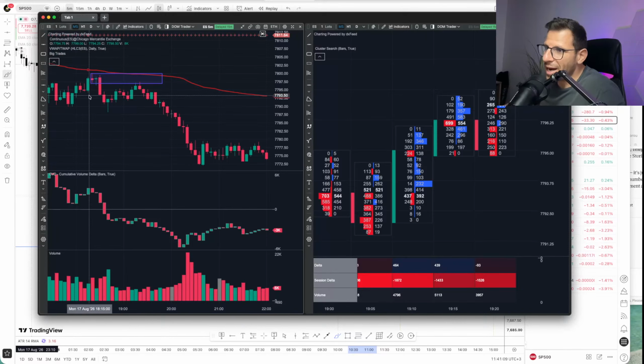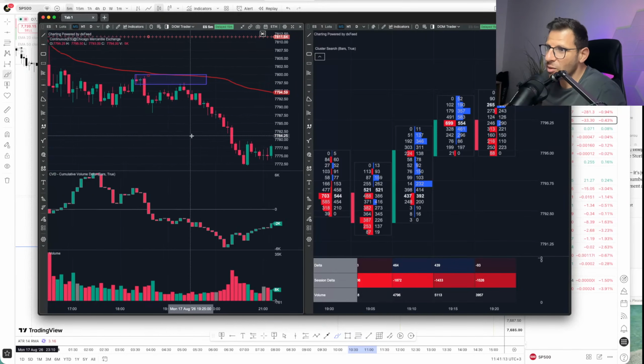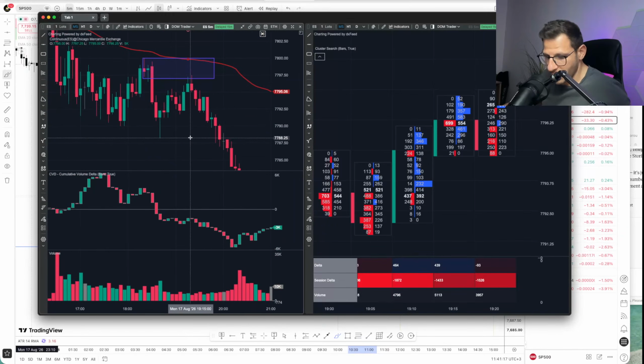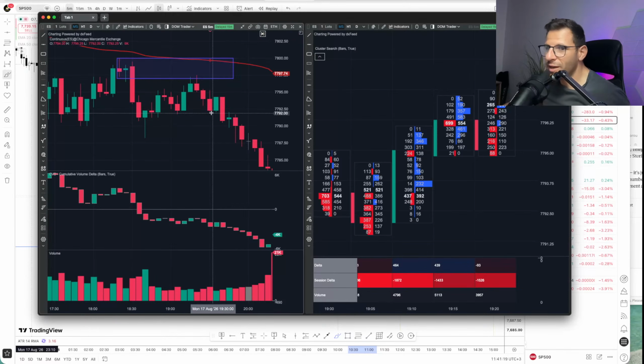So in a nutshell, that was the best one. Then the other, it was this candle here, another bearish engulfing. Look at this bearish engulfing here, and that's the sandwich candlestick pattern I teach when I do one-on-one private coaching.